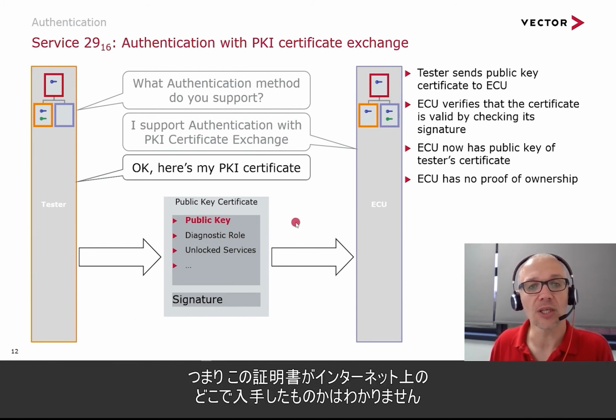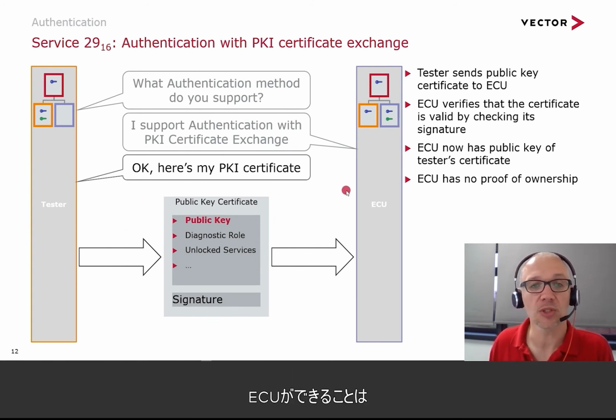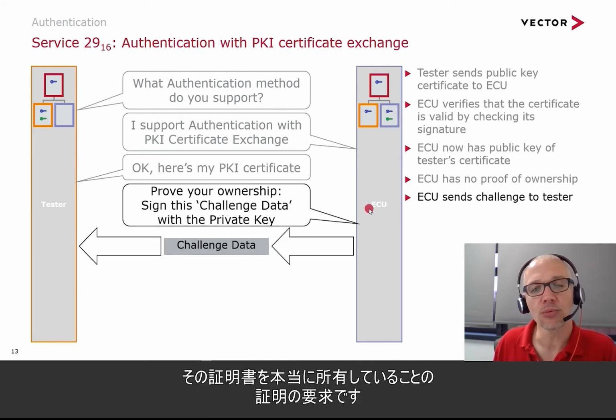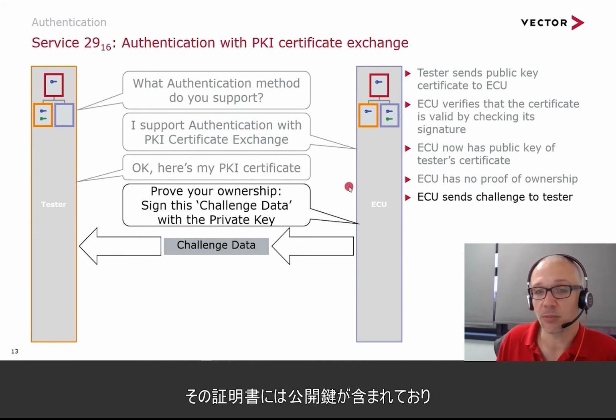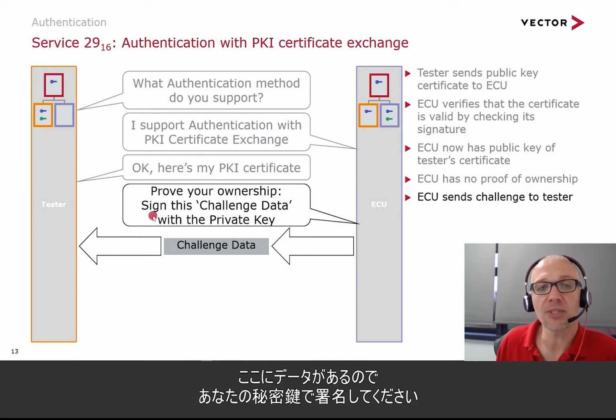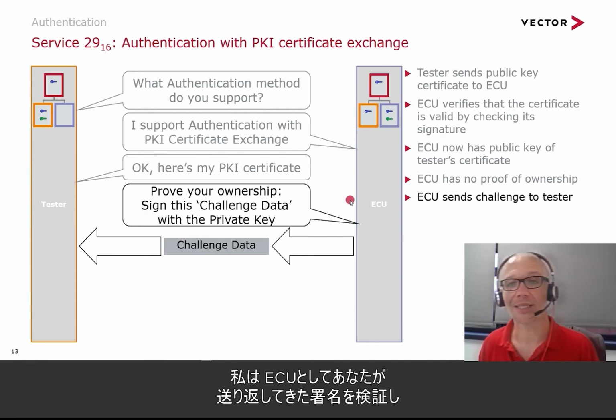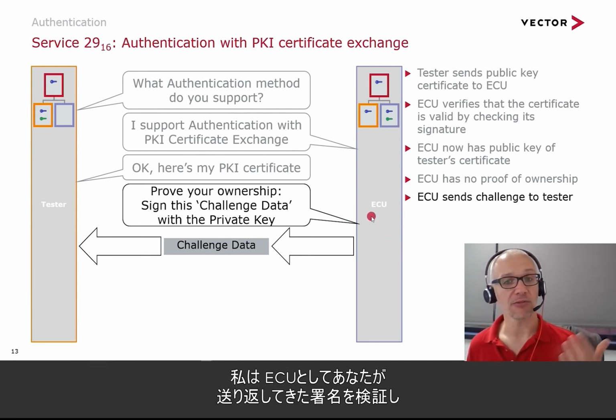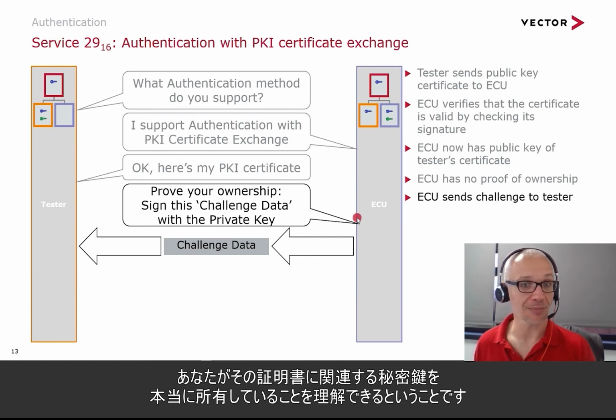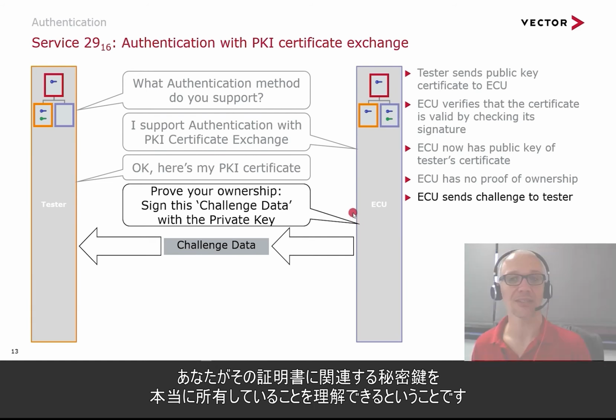Okay, so it doesn't know that this wasn't just robbed off the internet from somewhere. So what the ECU is able to do is say, well, okay, prove that you really own that certificate. That certificate contains a public key. Here's some data. Sign it with your private key. I can then, as the ECU, verify the signature that you send back to me to understand that you really own the private key that relates to that certificate.